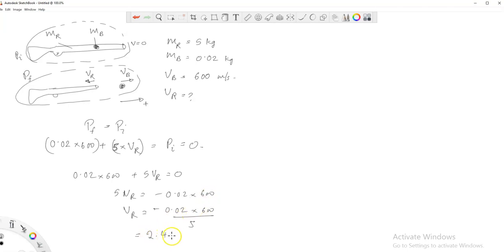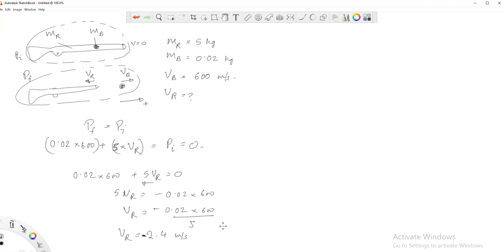I get 2.4 meters per second negative. So the rifle is going to jump backwards, recoil at a speed of 2.4 meters per second. The negative sign tells us that even though I wrote this as a positive number here, it's a negative velocity, which means it's moving this way. If I had a positive number, that would mean it's going in the positive direction, like the bullet, which won't happen. It should go in the other direction all the time.